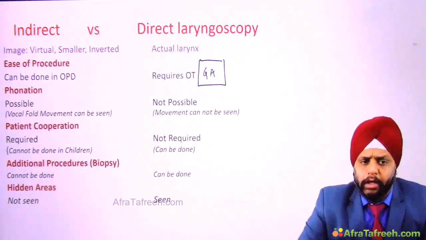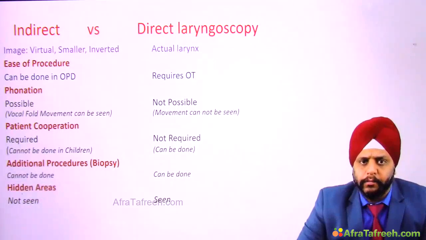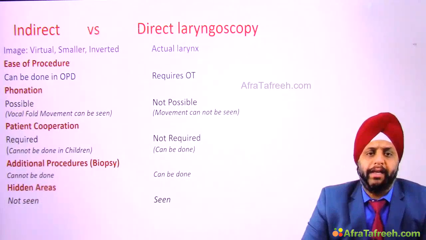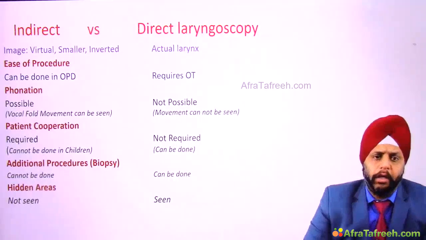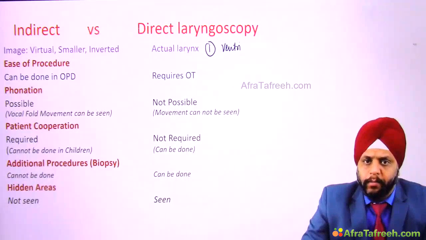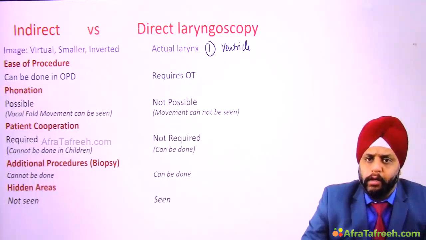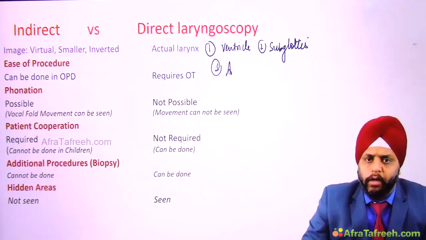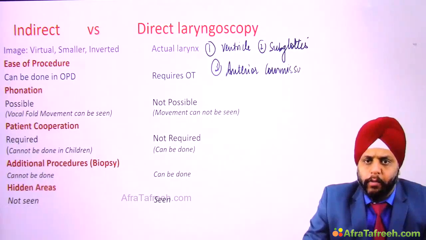Okay, now, who can tell me what are the hidden areas of larynx? Okay, the hidden areas of larynx means the areas which cannot be seen in indirect laryngoscopy. So what are those areas? Number one, we have the ventricle. Remember? Okay, so we have the ventricle. Number two, we have the subglottis. Okay, number three, we have the anterior commissure. Very difficult to see with indirect laryngoscopy.